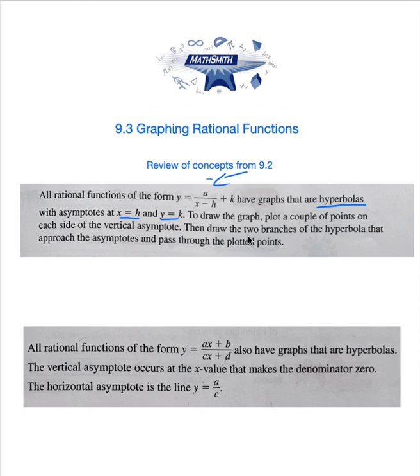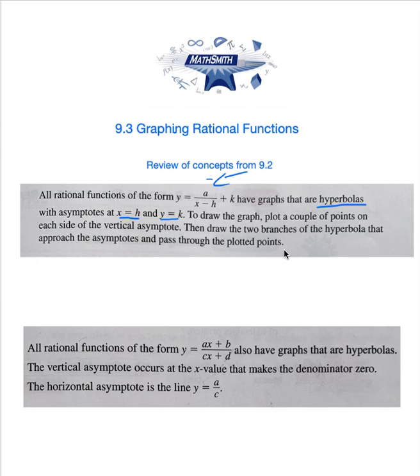And then you're going to draw the graph. You plot a couple of points on each side of the vertical asymptote, and then you draw the two branches of the hyperbola that approach the asymptotes and pass through the plotted points. So these asymptotes kind of give you neighborhoods. Once you get the asymptotes put in place, then you can find a few points to the left of the vertical, a few points to the right of the vertical, and then graph the rest of the rational function.